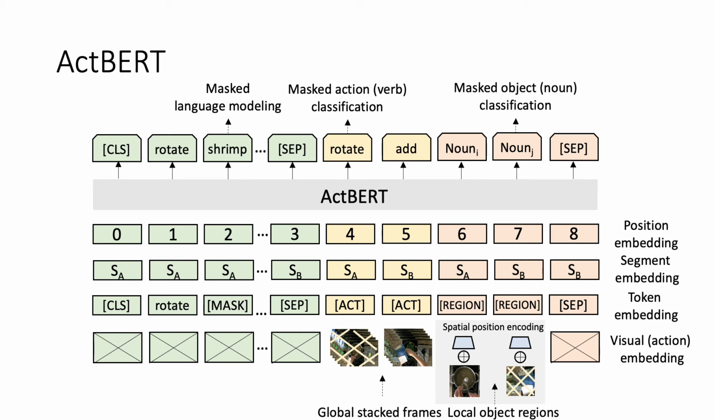The third task is masked object classification. For example, the region of spinach is masked out. The ActBERT is trained to predict the masked object. The final task is cross-modal matching. This task checks if the visual and the text descriptions are matched.